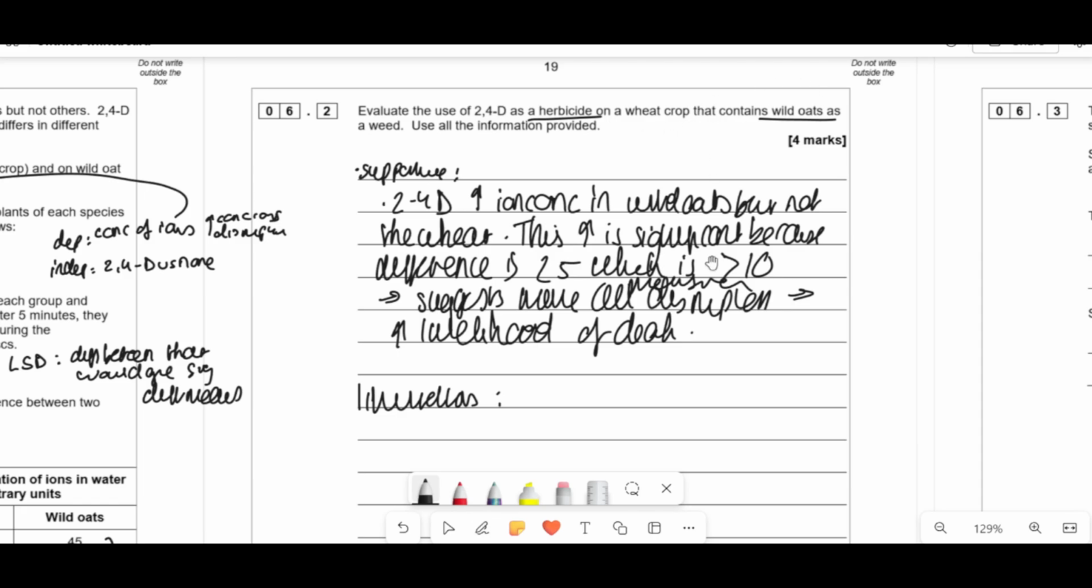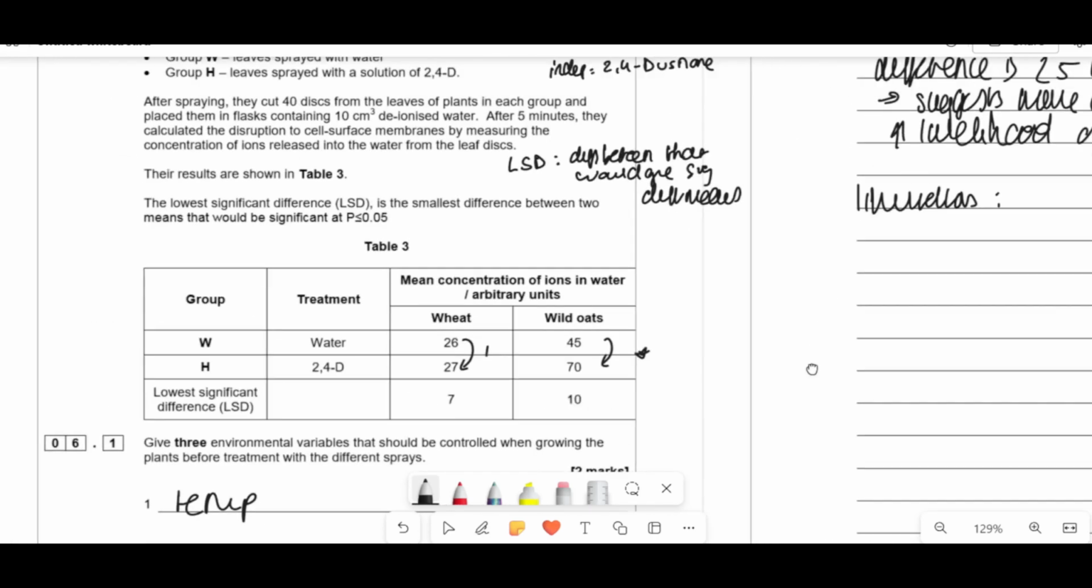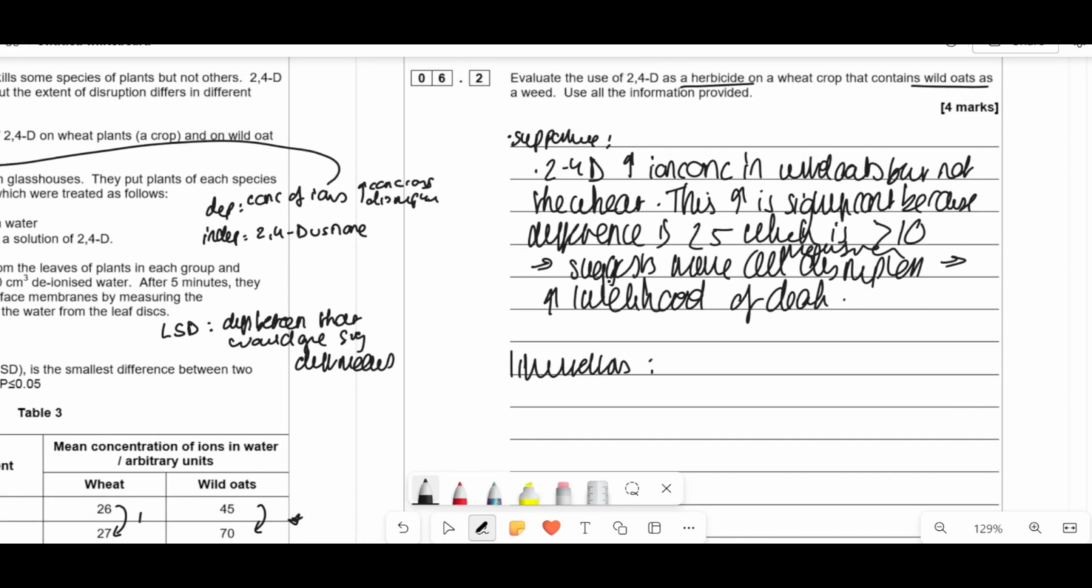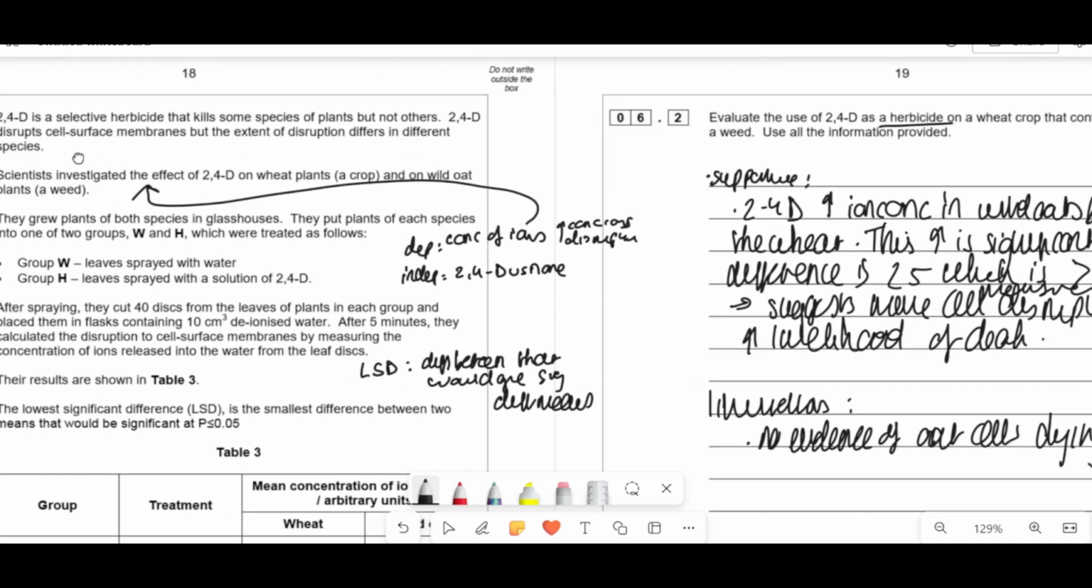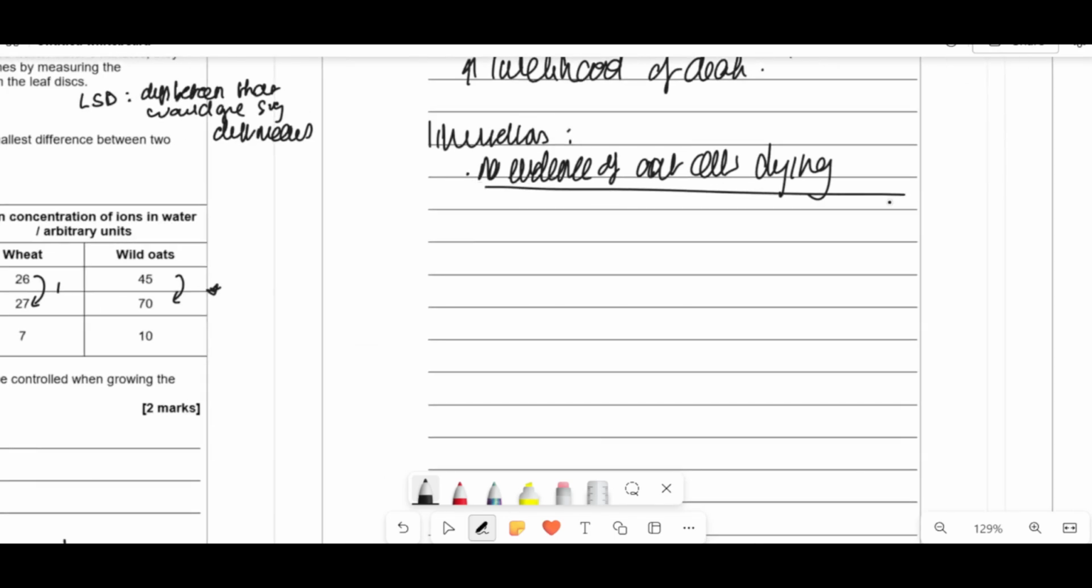They're saying, is this a good herbicide to kill wild oats? I don't see anything to do with actual dead plants. So first of all, we don't have any evidence of the wild oats dying. Literally nothing. As well as that, again, like I said, the controlled variable is concentration of ions, and they're talking about the disruption of cell membranes and also the fact that it's killing them. Again, no evidence of that. All they've done is they've just said, look, the ions are higher.